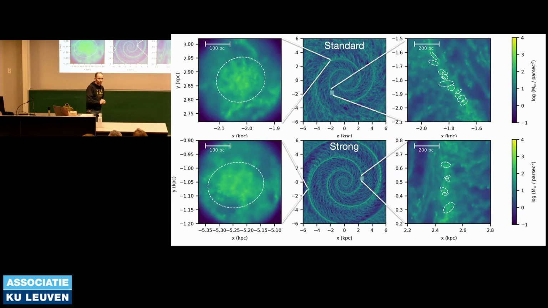So we looked at 4 different regions. For the 2 different galaxies, we took on the left side a giant molecular cloud, and on the right side a spiral arm region with a number of smaller clouds. And these we take as the initial conditions for our simulations.